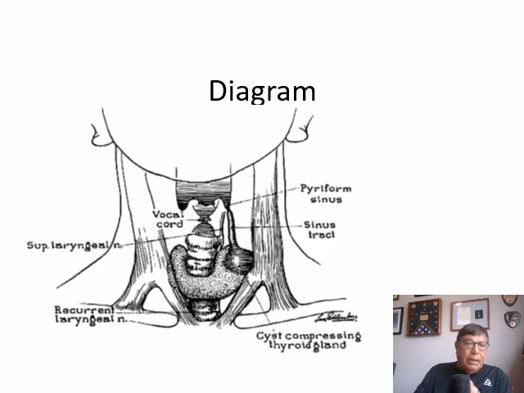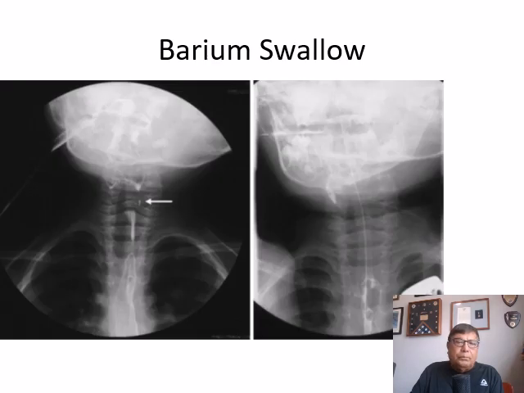This is the diagrammatic representation. Here is the pyriform sinus, and pyriform means pear-shaped or dumbbell-shaped. Bacteria can come through this sinus and settle right here. In our case, this little picture shows that little pyriform sinus remnant.